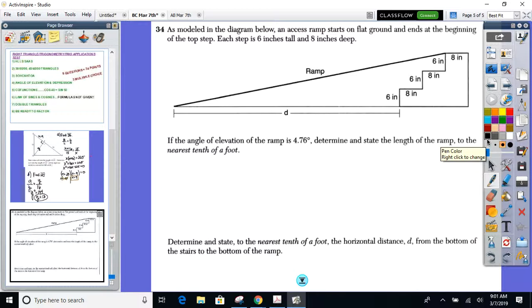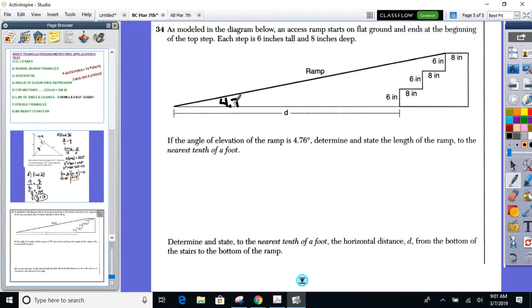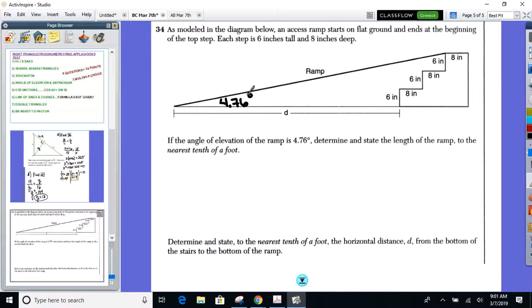Look at this. Got some stairs, little ramp. Each step is 6 inches tall and 8 inches deep. If the angle of elevation, all right, well, where are we going to put this bad boy? 4.76. Looking down or looking up? Ground up. So we should be putting the 4.76 right here. Determine and state the length of the ramp to the nearest tenth of a foot.